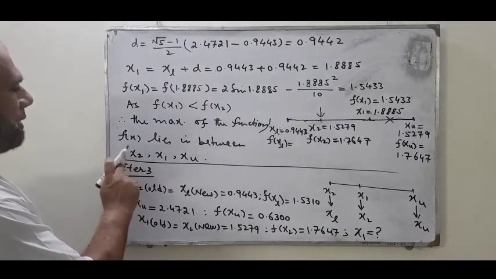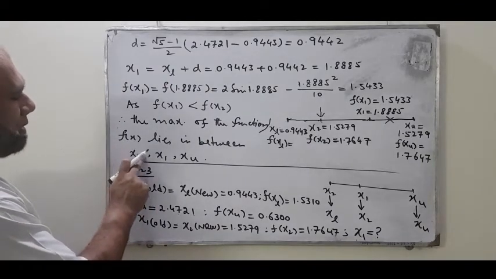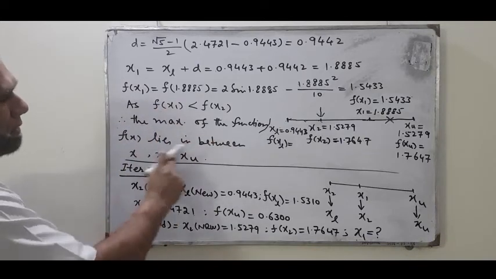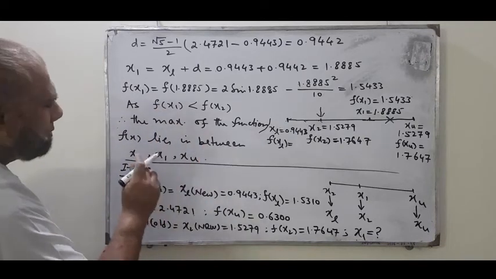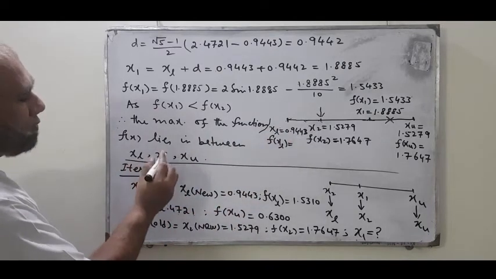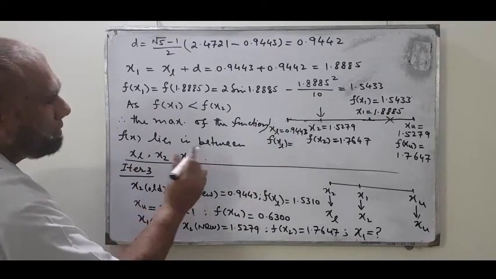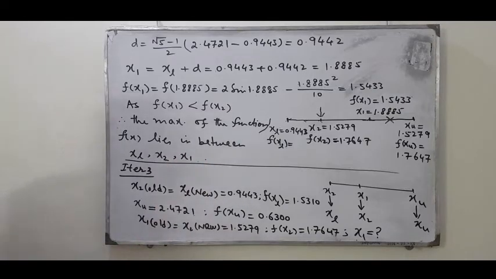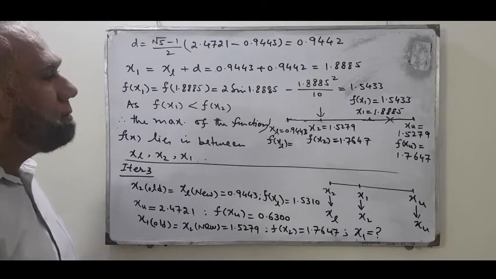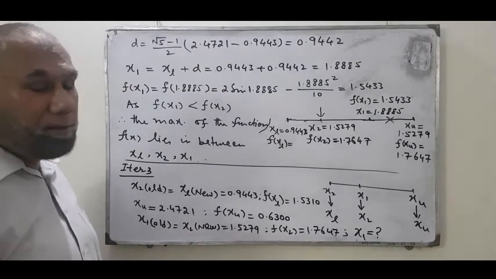So the new domain will be now, I am going to make a change here. So as this condition holds, the maximum of the function lies, this sentence will remain the same, but the domain now changes to xl, x2 and x1. So this is your new domain in which the optimum value of the function lies.